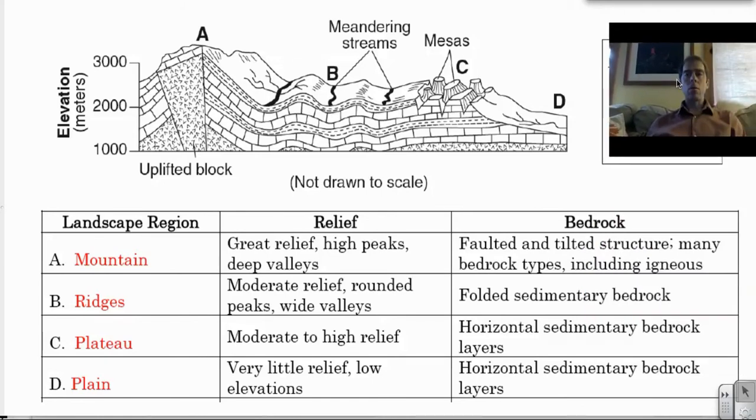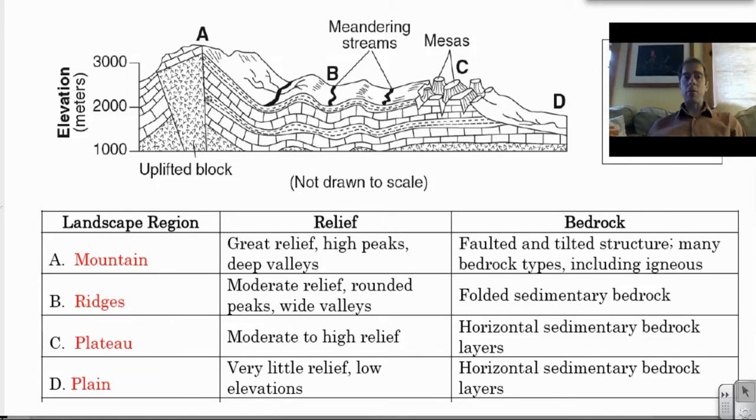If we look at the mountain ranges, they have a high relief, so there's a big change in elevation, here at A, and we have deep valleys, high mountains. The bedrock itself has been tilted and faulted because that's when those plates collide together. It causes the bedrock to be buckled or bent. And when I say the bedrock, it's what the rocks are under the ground. It causes them to be tilted and turned and faulted.